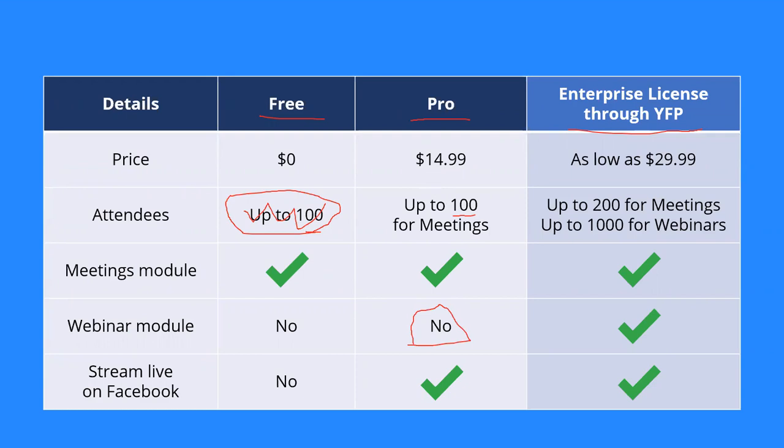And then let's go here. The enterprise plan. If you get it through us, if you have a Freedom Builder subscription, so you have an active paid plan with YFP, then you can get it as low as $29.99. We also bundle it in our ultimate bundle plan. The beautiful thing about that is you never need to worry about running out of space for meetings or webinars. The most we've ever had in a webinar is 600 people, so we've never come close to busting the 1,000.